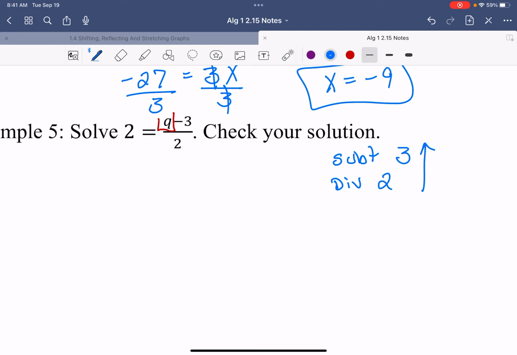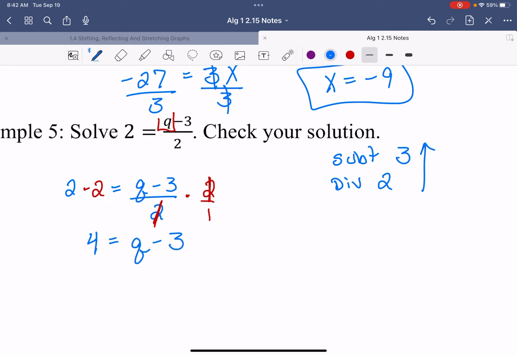So I need to undo the divide by 2 first. The opposite of divide by 2 is multiply. So I'm going to take both sides, multiply by 2. So I'm taking this left side, multiply 2, equals this right side, q minus 3 divided by 2, multiply by 2. So this is a 2 over 1. So really here I have 2 divided by 2, which is 1. The left side, 2 times 2 is 4. So 4 equals q minus 3.